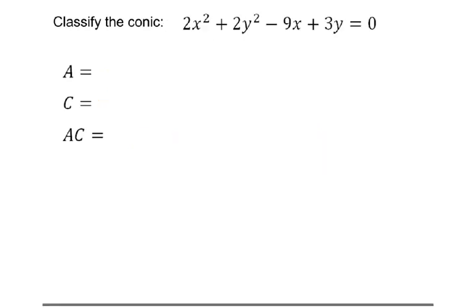This one, we have a 2x squared and a 2y squared. So A is 2, C is 2. Since 2 is equal to 2, we don't need to worry about the product. This is a circle.